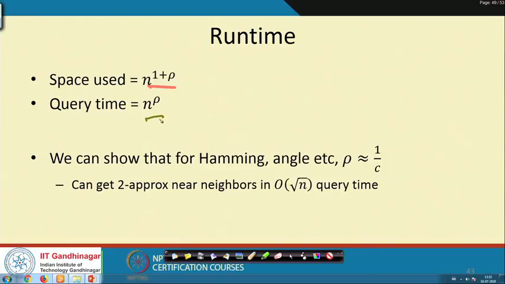It also turns out that if you analyze the actual basic hash functions of Hamming, angle, etc., if you want a C approximate near neighbor, you can set rho to be 1 by C. It is enough for rho to be 1 by C. What does that mean? That we can get a 2 approximate near neighbor, if C equals 2, in query time that is square root of n and space that is n to the power 1 plus half, 1.5. So, by not blowing up the space too much, we are still able to substantially reduce the query time from n to square root n.